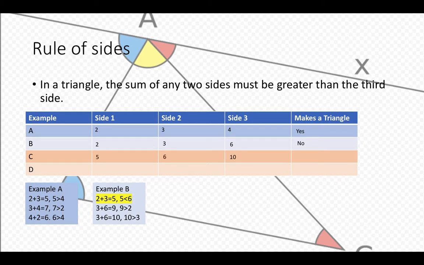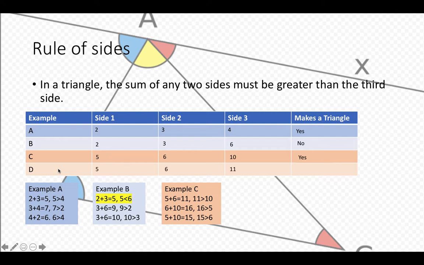So triangle C, we have 5, 6, and 10. We can see that when we add them all up, it's always greater than the remaining side. So yes, this does form a triangle. And then triangle D, 5, 6, and 11. Well, I can see here when I do 5 plus 6, I get 11, and 11 is equal to 11. It has to be greater than, not equal to, not less than, but greater than. So this one would not be a triangle.